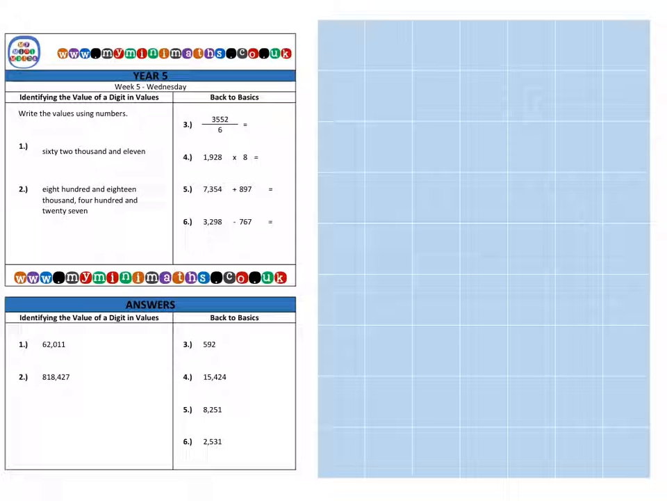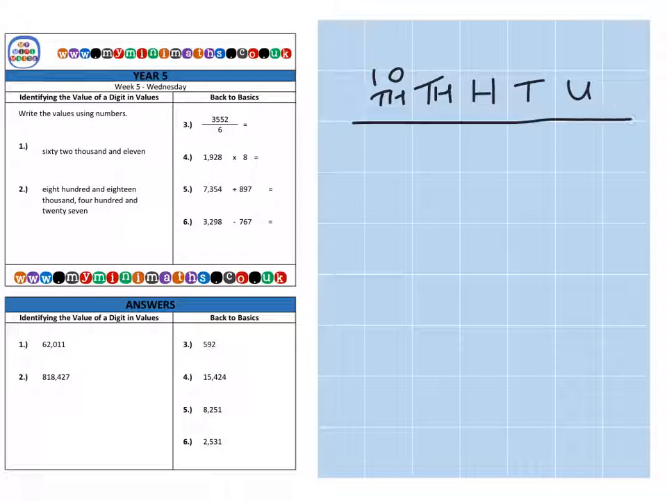And today we're going to be writing numbers written in words as digits. So the very first thing we need to do is to write all of the column titles. So we've got our units, our tens, our hundreds, our thousands and our 10,000s. And so on to question 1.